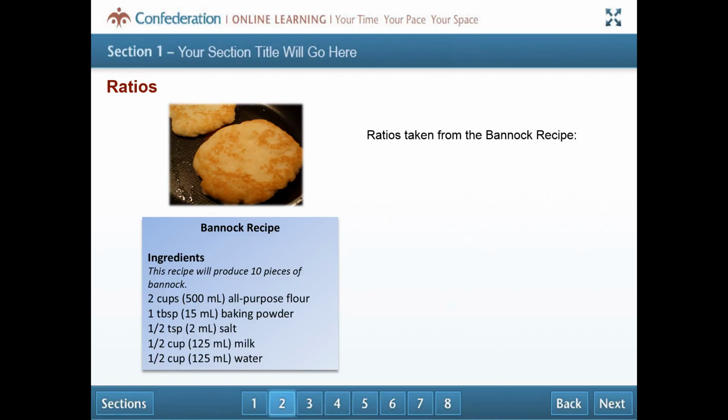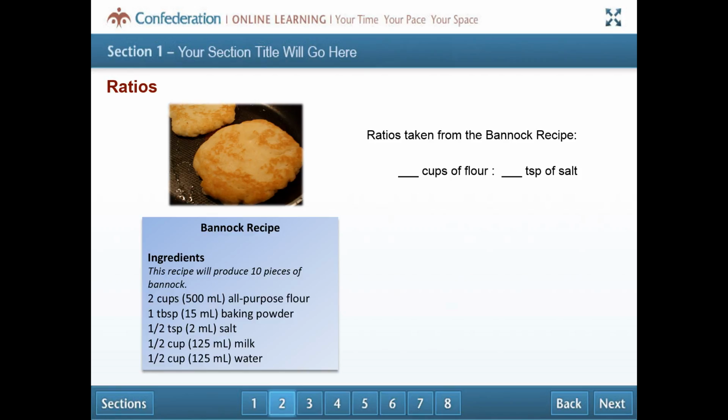So a balanced chemical equation is a lot like a recipe. For example, I've got a Bannock recipe here. It's got 2 cups of all-purpose flour, 1 tablespoon of baking soda, 1.5 teaspoons of salt, 1/2 cup of milk, 1/2 cup of water. That's really specific information, and that's going to produce for us 10 pieces of Bannock. So from that information, we can take a lot of different ratios.